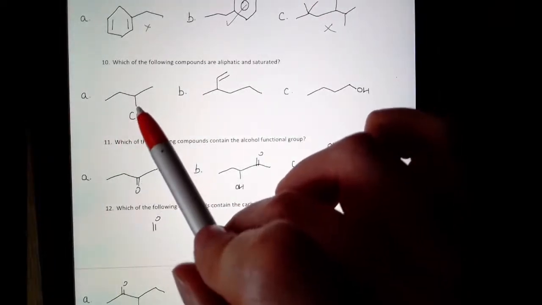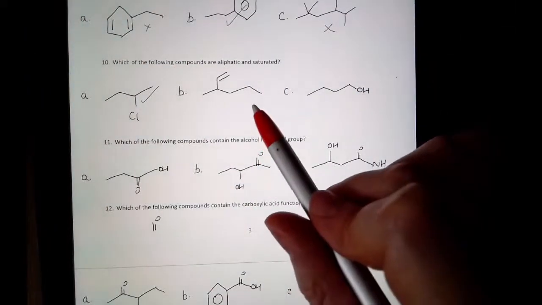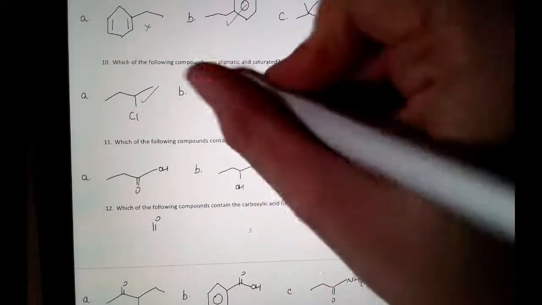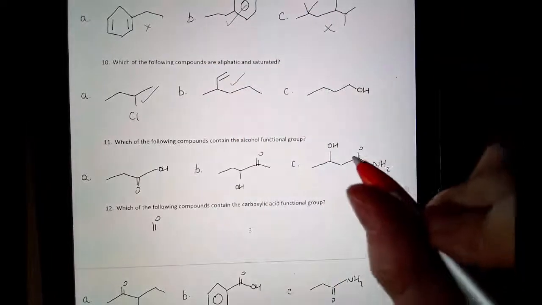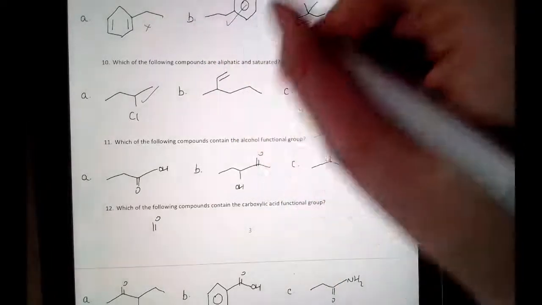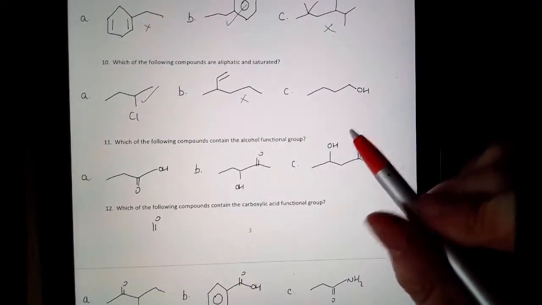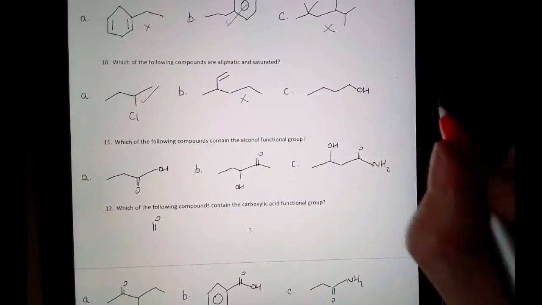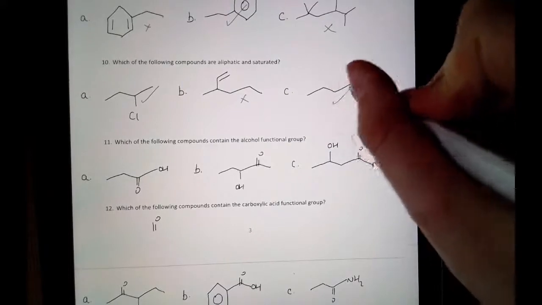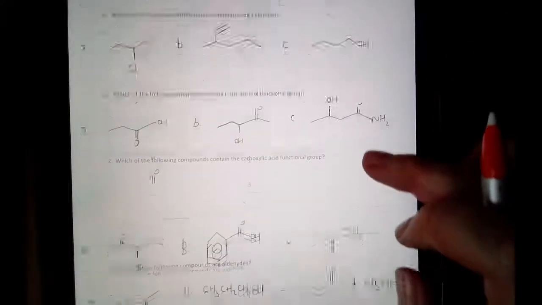It also counts as being saturated because you've got no carbon-carbon double bonds. Here, it is aliphatic because there's no benzene ring. And it is saturated because you've got that carbon-carbon double bond. Oh no, sorry, it's unsaturated because you've got the carbon-carbon double bond, therefore it doesn't fit the criteria. And here at the end, it is aliphatic. There are no carbon-carbon double bonds, therefore it is saturated.